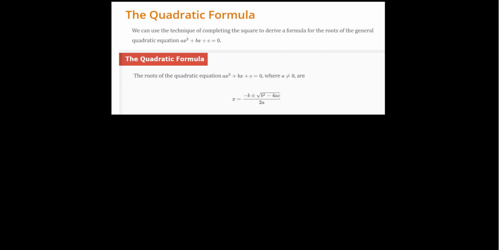It reads, we can use a technique of completing the square to derive a formula for the roots in general of the quadratic equation. Okay. Now, here's the thing about the quadratic equation. It is such a well-known formula. We use it all the time. And you would think that something this big might have somebody's name attached to it, right? You might think that it could be called Euler's formula, even though there isn't an Euler's formula, or something like that.